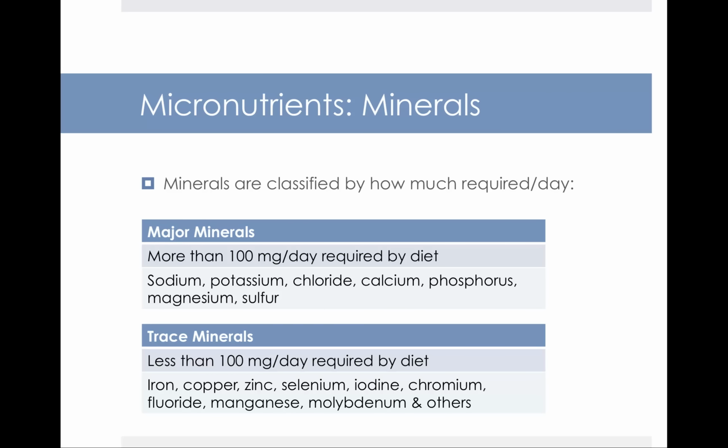In addition to the vitamins, the other classification of micronutrients are called the minerals. Minerals are not classified by their solubility, but rather by how much is required per day. The minerals are classified as being either major minerals or trace minerals. Major minerals are those which we require more than 100 milligrams per day from our diet, and trace minerals are those that we require less than 100 milligrams per day from our diet. Now, it's not to say that major are more important than trace, because both of them are very important. And you can see the major minerals and the trace minerals that we will cover in the course listed there.